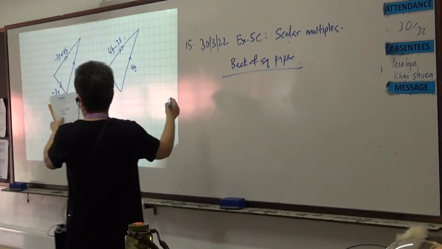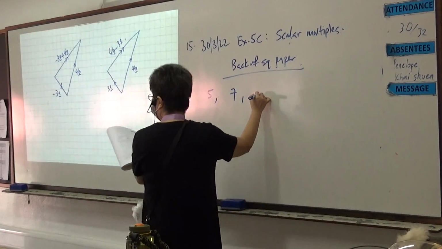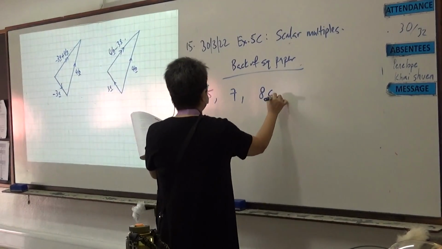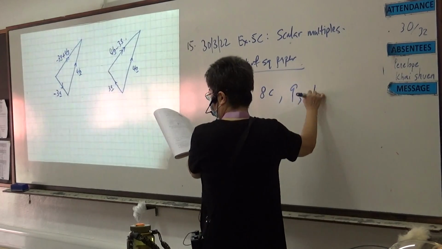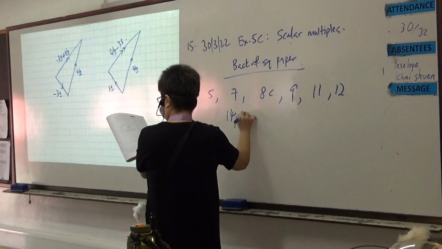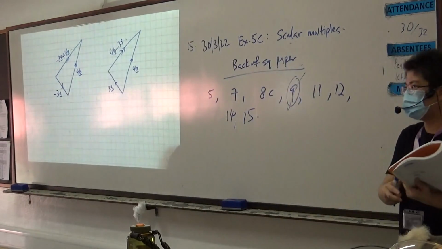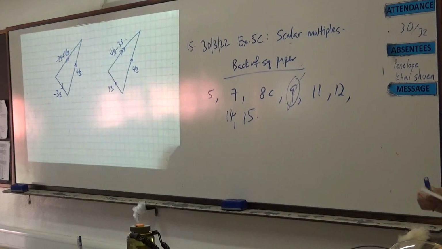Understand? I want question 5, 7, 8C, 9, 11, 12, 14, 15. But 9 we have already done because it's on the square paper. Everybody okay? Everybody okay with what I'm saying?